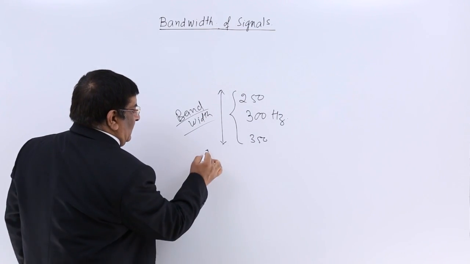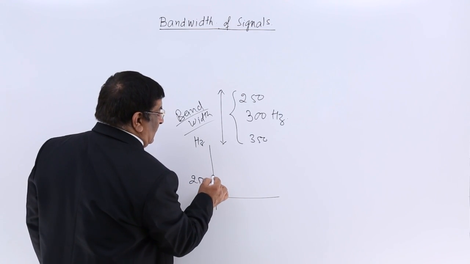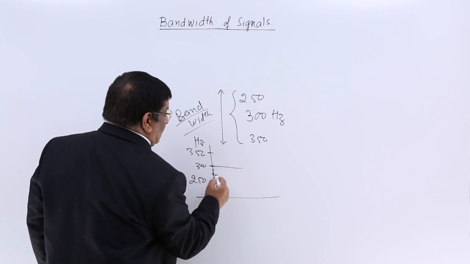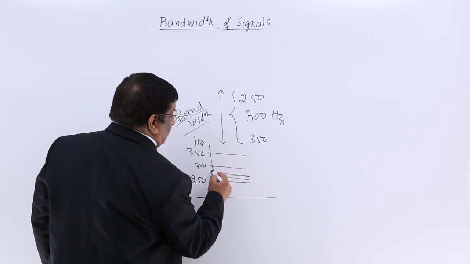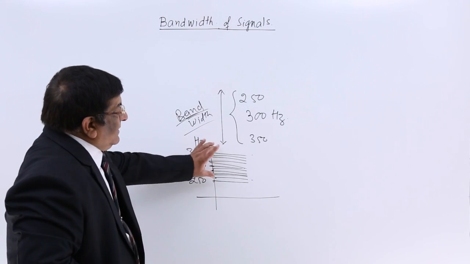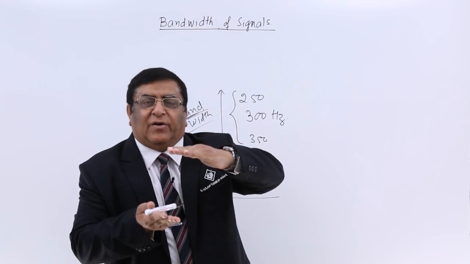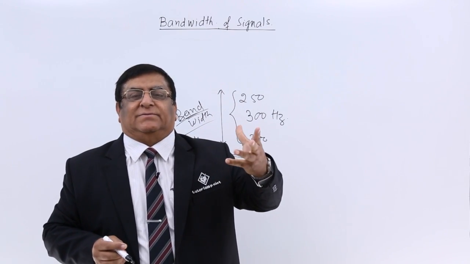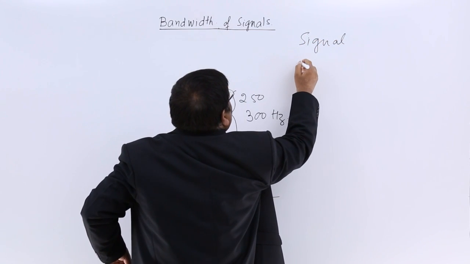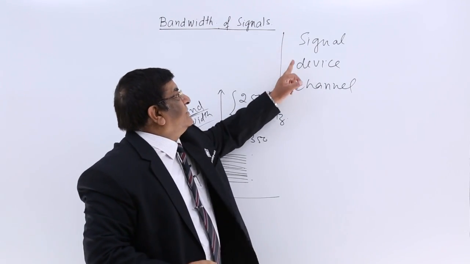How did this name come? It's very easy. If I make a graph here and the height I show by frequency, here is 250, this is 251 through 300, and here it is 350. Now each level represents one number, and there are so many frequencies like this, and this becomes a band. The width of the band will be more if this range is higher. So bandwidth is the total range of frequencies associated with a signal, device or channel. We will study this word bandwidth with reference to these three things.